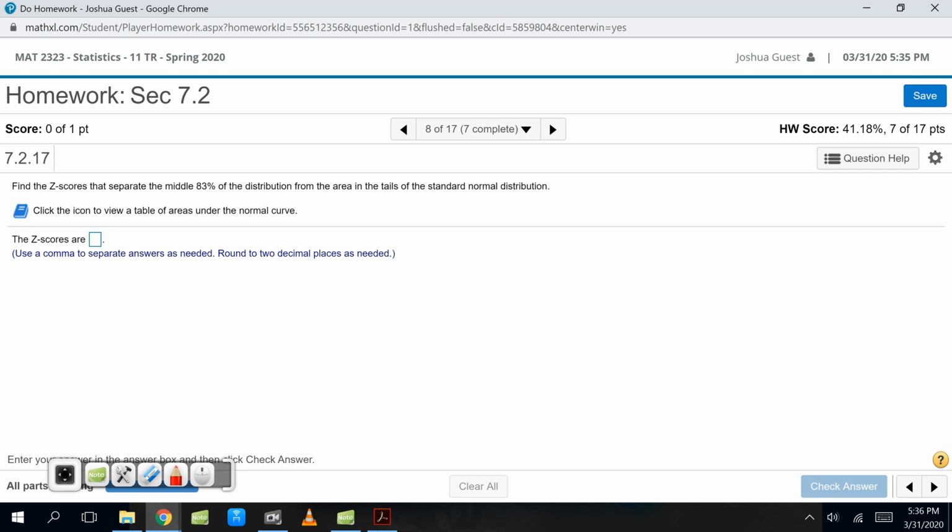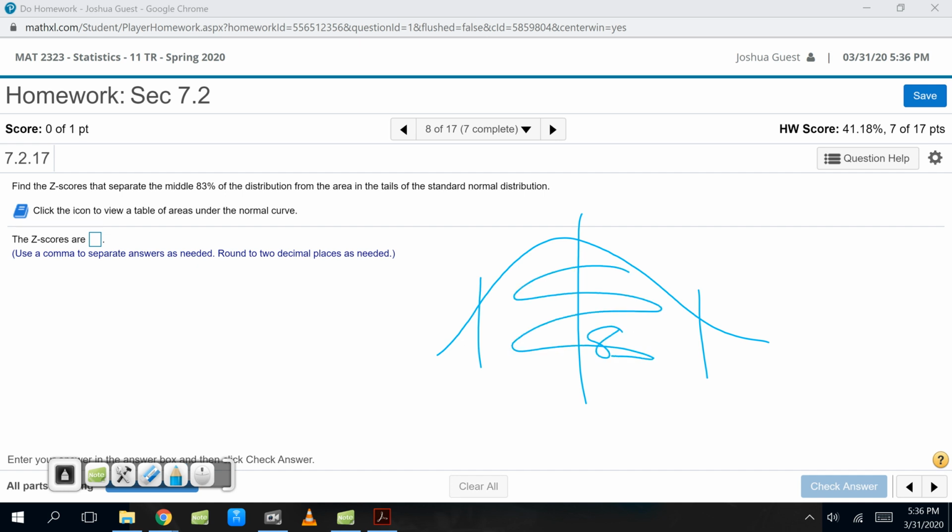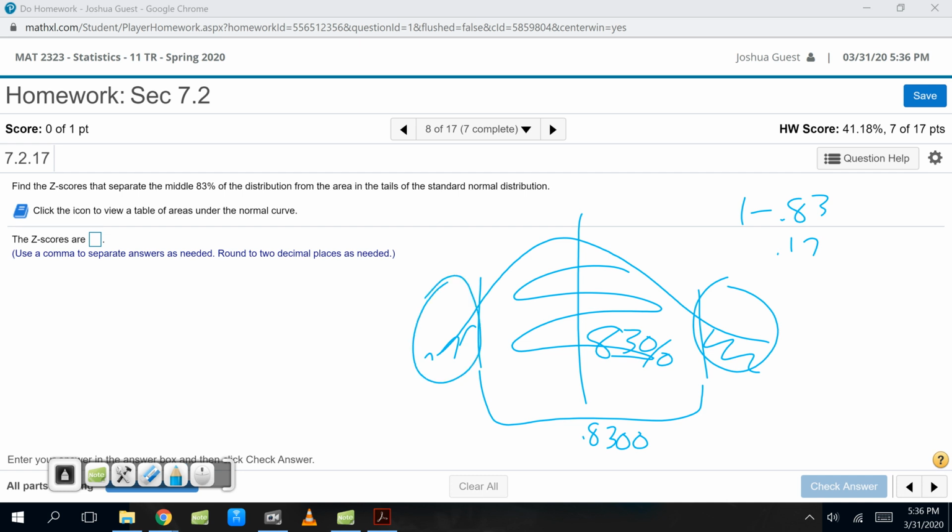Find the z-scores that separate the middle 83%. So what on earth, when we talk about middle 83%, again, pictures tell us all we need to know here. We have our normal curve, and we have some z-score on each side, and in the middle here is 83%, which is 0.8300, which means that we have some stuff over here and some stuff over here. All the stuff on the outside is 1 minus 0.83, which is 0.17. But if it's the middle 83%, then this side is going to equal this side. So half of this, 0.17 over 2, is over here, and the other half is over here.